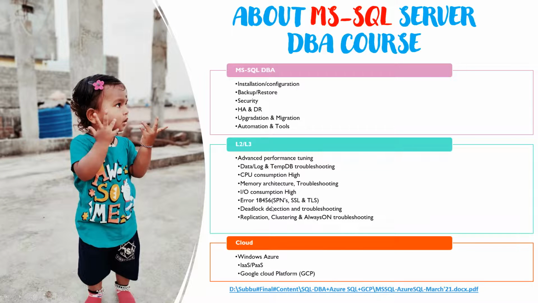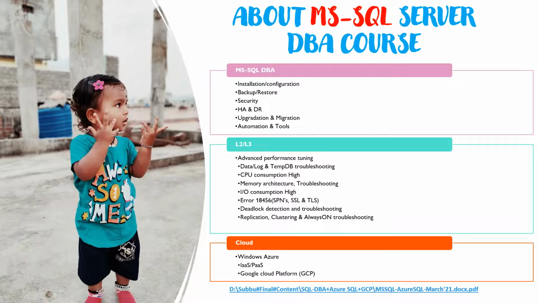And very important is the 18456 error. If users are not able to access the SQL Server, what are the key components we majorly need to look into? SPNs, SSL, TLS, NTLM, Kerberos. So many parameters matter when users are not able to access the SQL Server. And the deadlock detection and troubleshooting, replication, clustering, Always On troubleshooting, latency issues troubleshooting. All of this we are going to cover in L2 and L3.